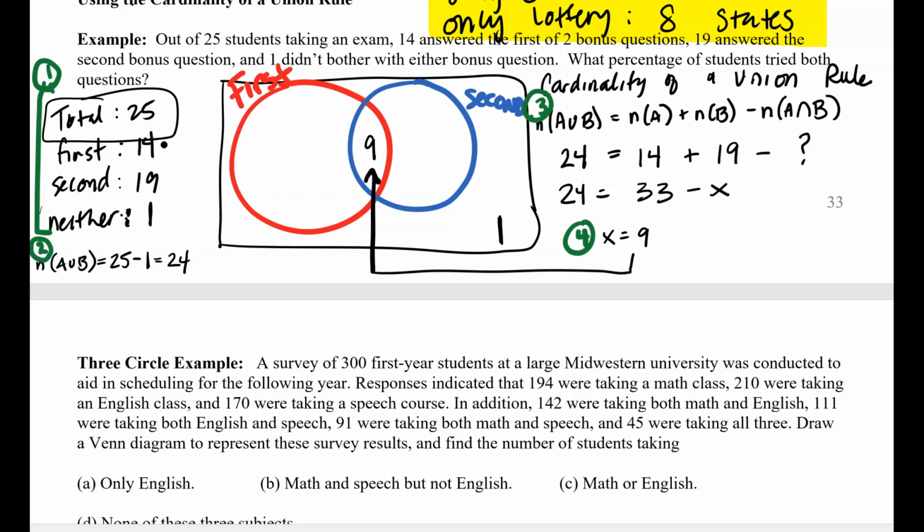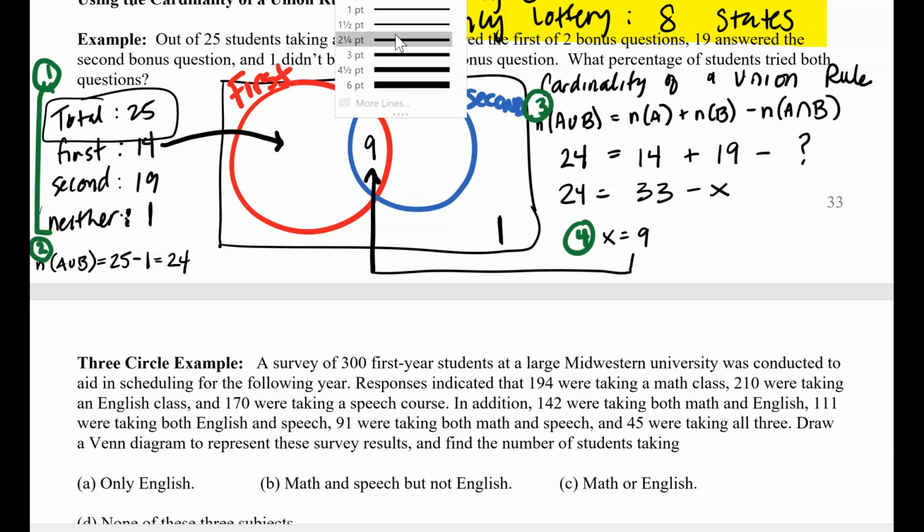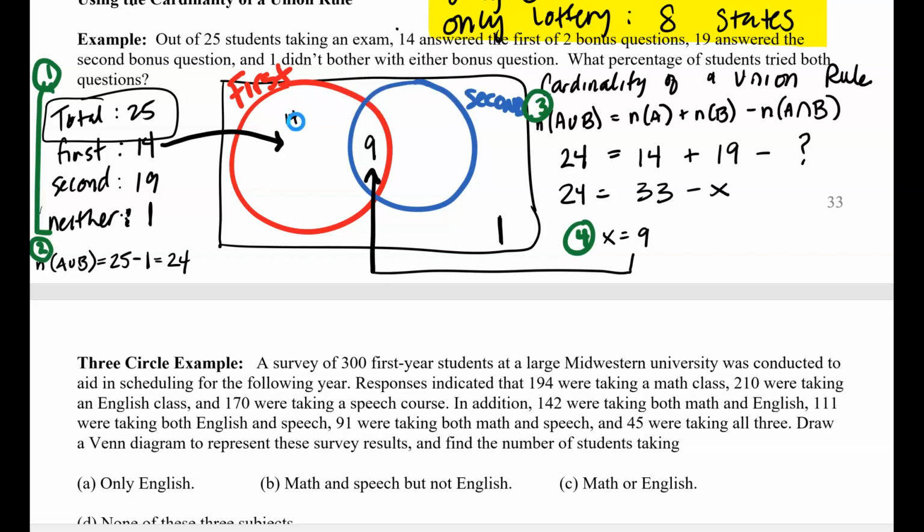So if there are 14 people that answered the first question correctly and there are already 9 in the intersection, then I'm going to do 14 minus 9, and that equals 5. And then for the second circle, if there were 19 people, I'm going to do 19 minus 9, since there are already 9 inside of that circle, and I end up getting 10.